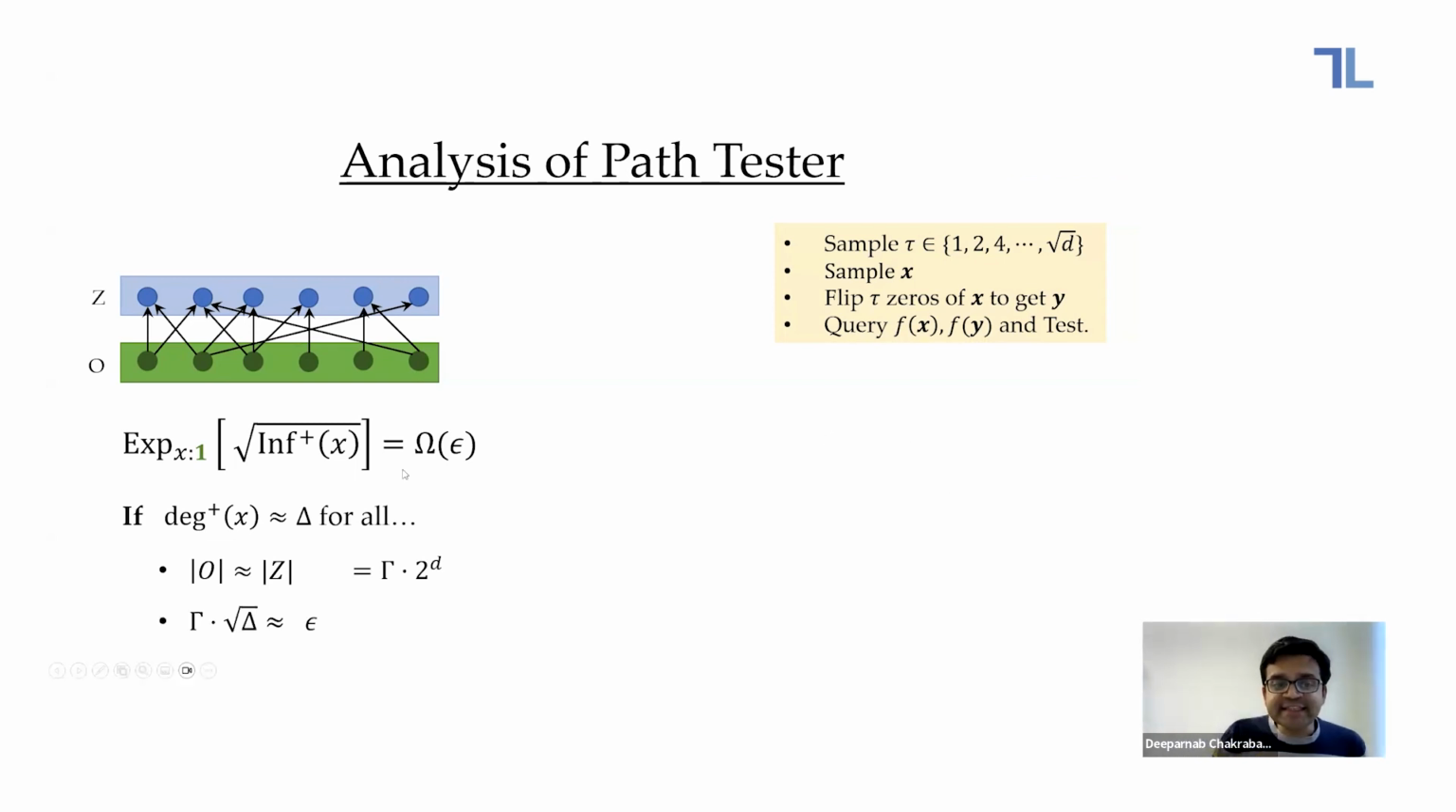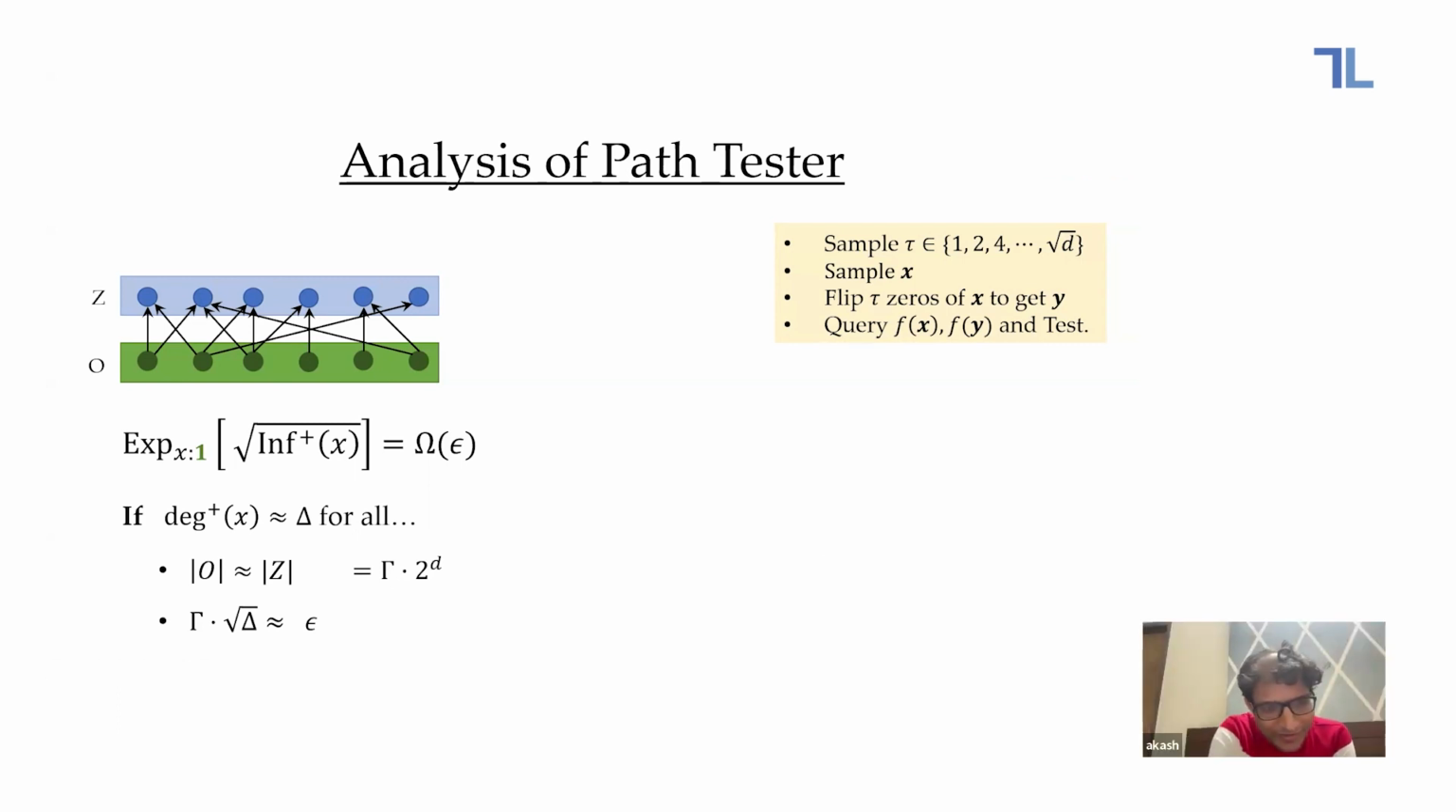And what does this thing say? Well, this sum gives me square root D every time, and how many times do I do it? Gamma times. This quantity is large. So gamma times square root D is roughly epsilon.